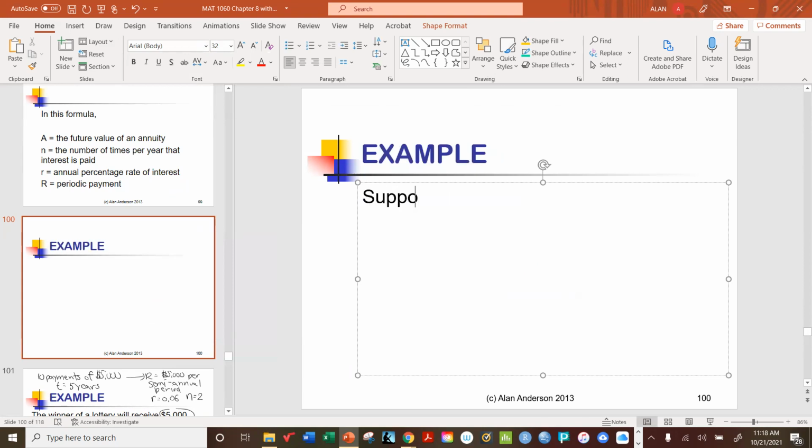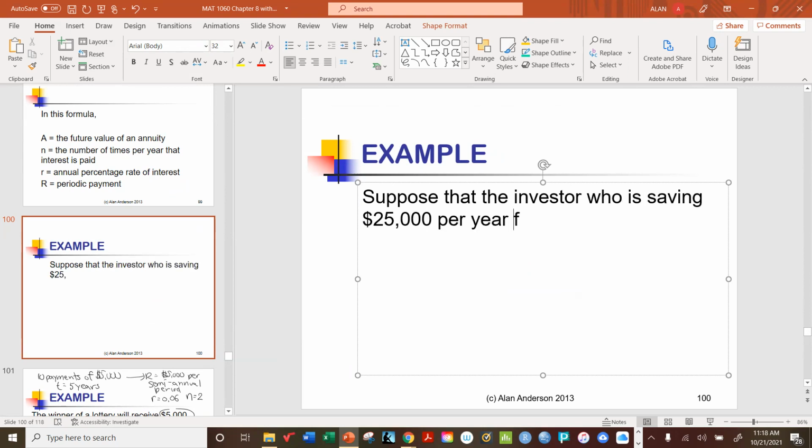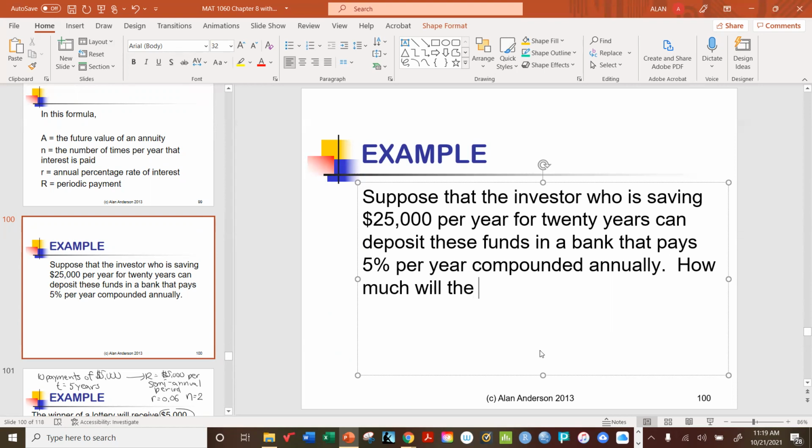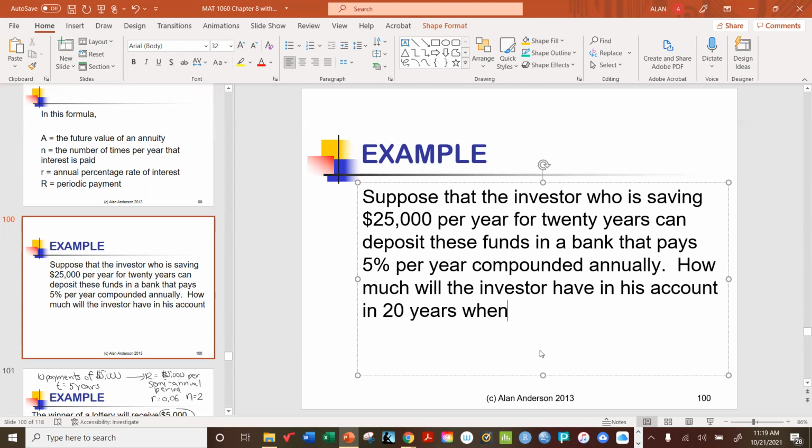Suppose this is just a simple case. Suppose that the investor who is saving $25,000 per year for 20 years can deposit these funds in a bank that pays 5% per year, compounded annually. All right, let's just keep it simple and think in terms of annual compounding. Okay, how much will the investor have in his account in 20 years when he retires?